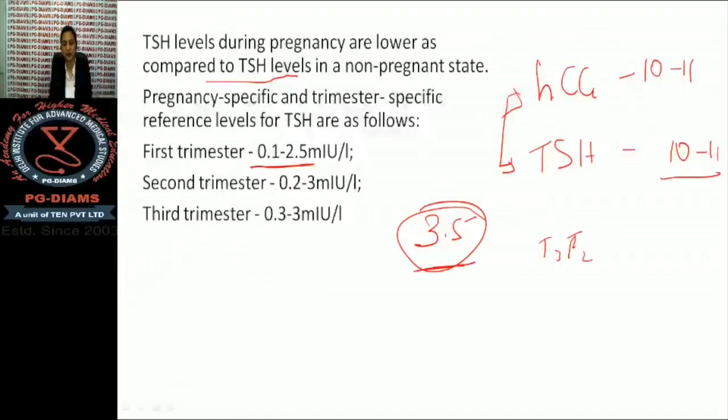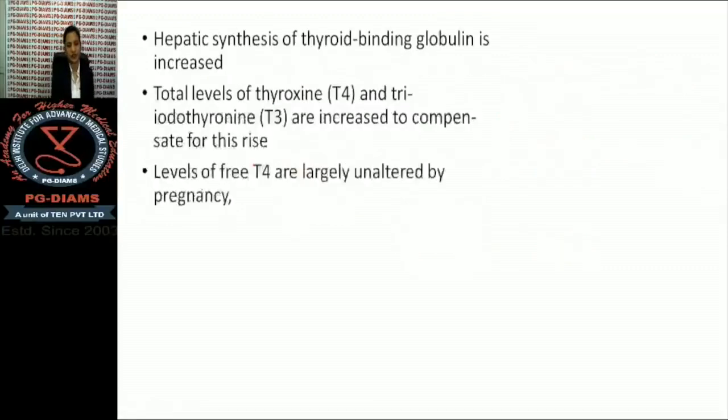In the second trimester it is 0.2 to 3. Third trimester 0.3 to 3. So basically TSH falls during pregnancy. Then the other point is that hepatic synthesis of thyroid binding globulin, TBG, increases. As I said, HCG has an action on the thyroid. It increases thyroid hormone secretion. Thyroxine secretion increases because of HCG, and the liver increases the synthesis of thyroid binding globulin.